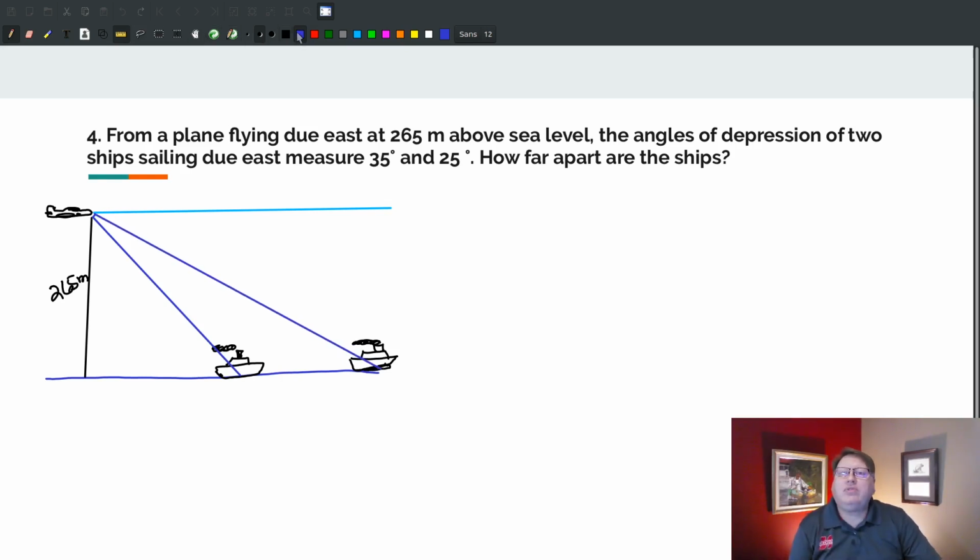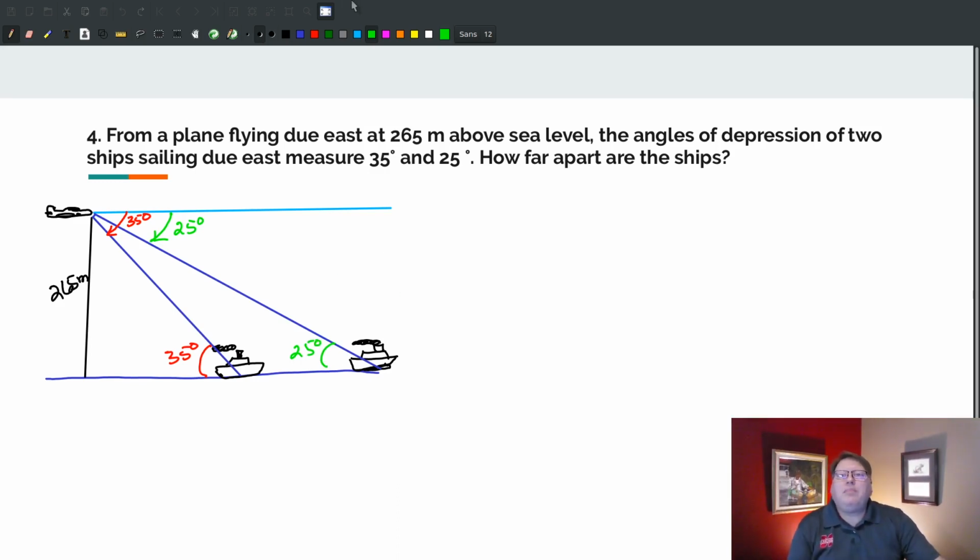And this first angle of depression, I'll label that in red. So one of these is 35 degrees. And again, that makes this angle here what? 35 degrees. And the other one we'll label maybe this bright green. So this one is 25 degrees, which makes this angle 25 degrees. Okay.